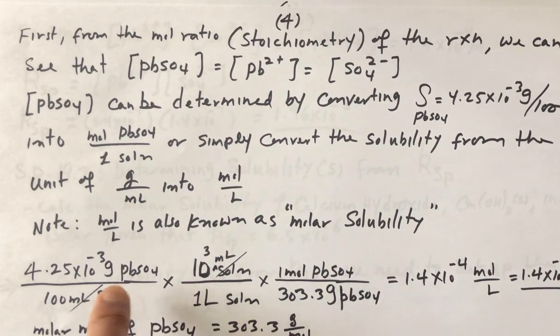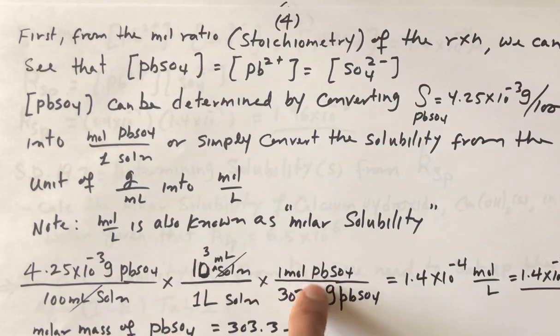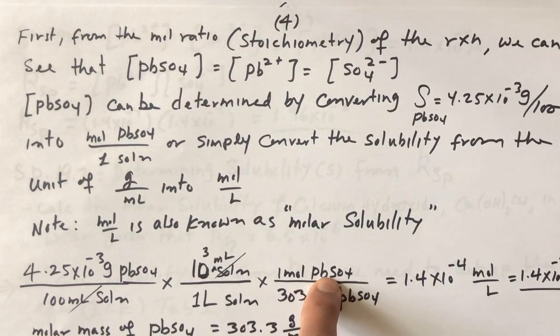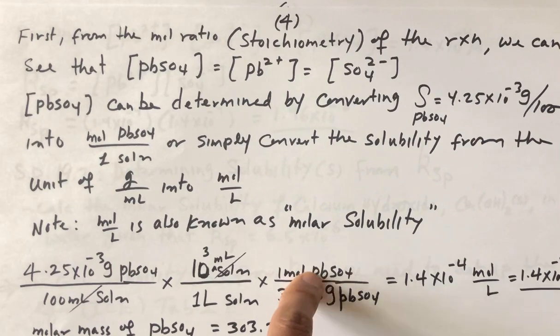Now the second step, I want to convert grams to moles. So I have to have moles on top, grams at the bottom. And this number, 1 mole of lead sulfate is 303.3 grams. That is the molar mass of lead sulfate, which we find from the periodic table. So I'm dividing the grams by the molar mass to get the number of moles. The grams cancel each other out and we get moles. So the only units remaining are moles and liter.